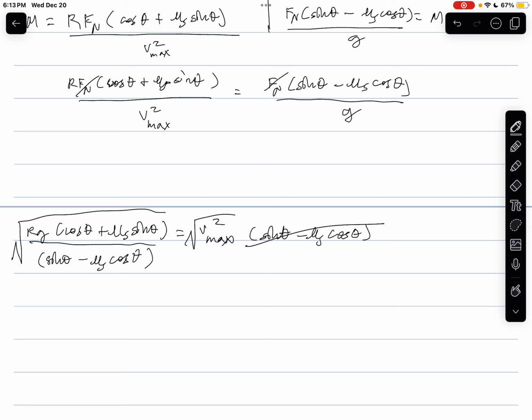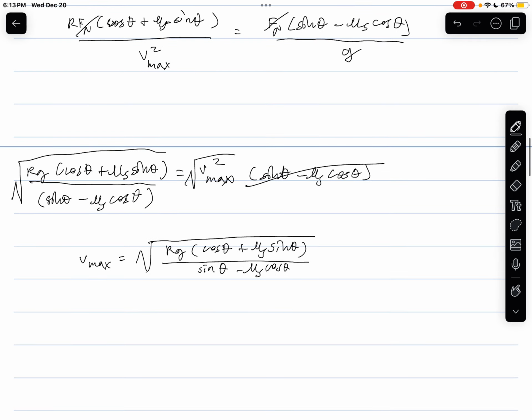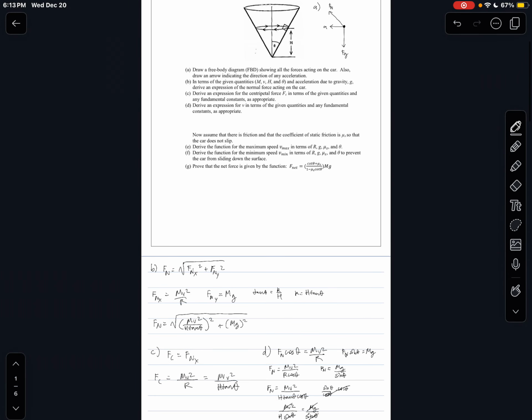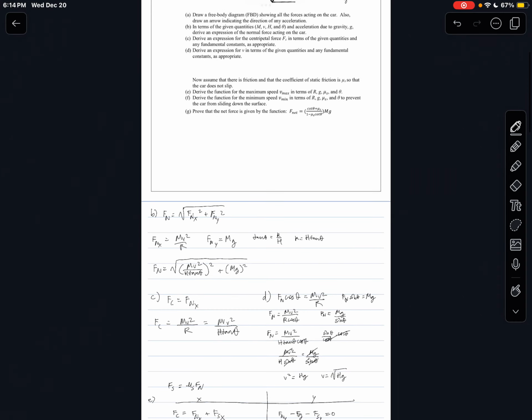And then you square root that to get V max, which is going to be the square root of RG cosine of theta plus mu s sine of theta, all over sine of theta minus mu s cosine of theta. That is how you derive the expression for V max.